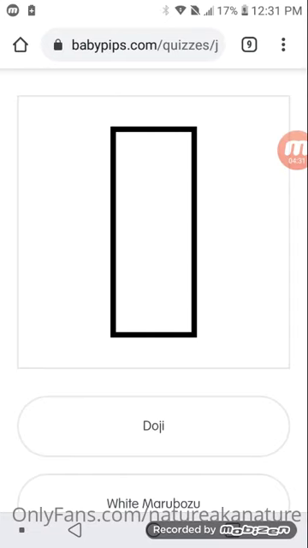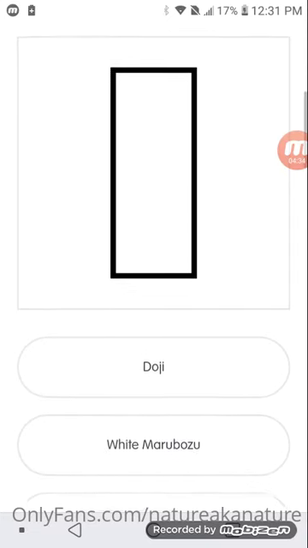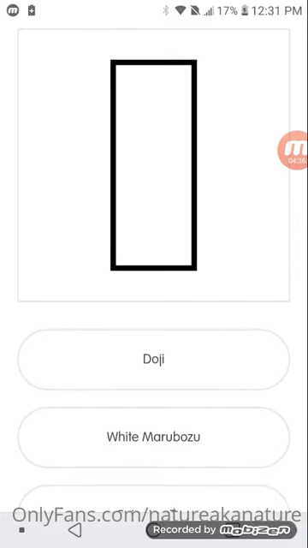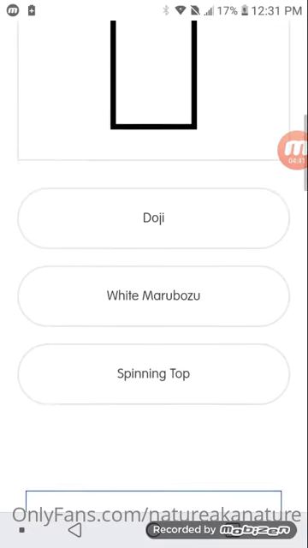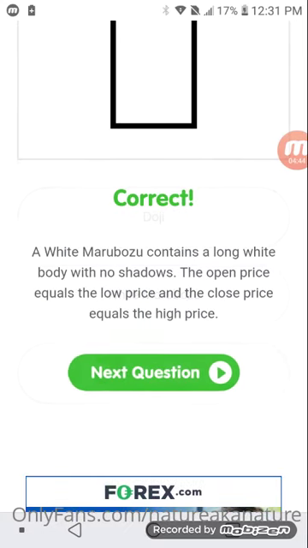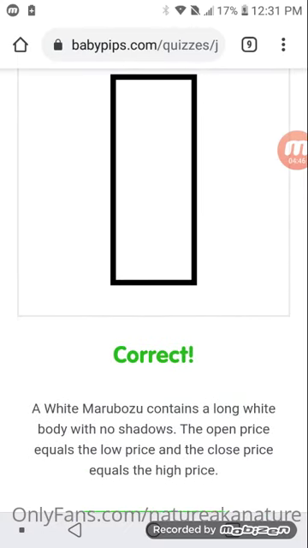Remember, it's called a white marubozu because it has no upper wicks or lower wicks, and the opening and the close are at the same height. It contains a long white body. Don't forget the rectangle is the body. Marubozu stands for bald. It's a bald candlestick, and it's a long white candlestick, meaning bullish.